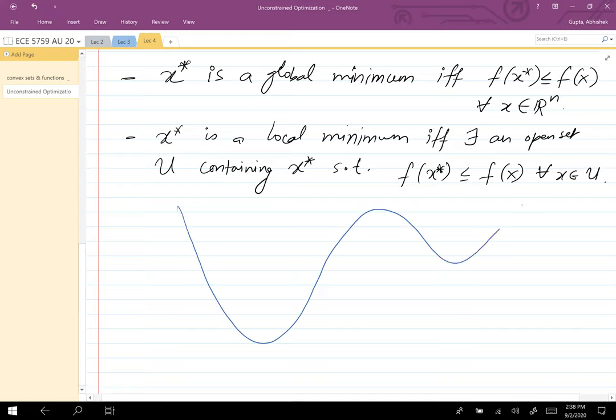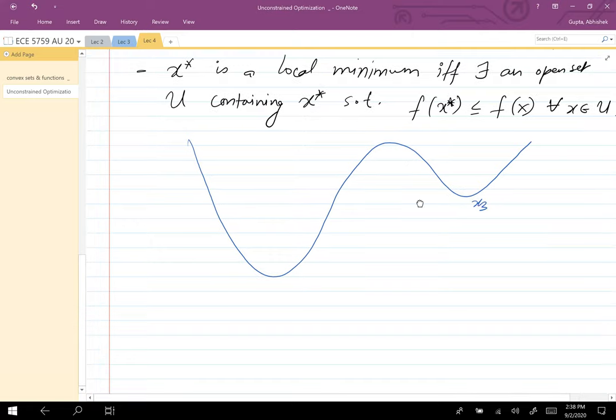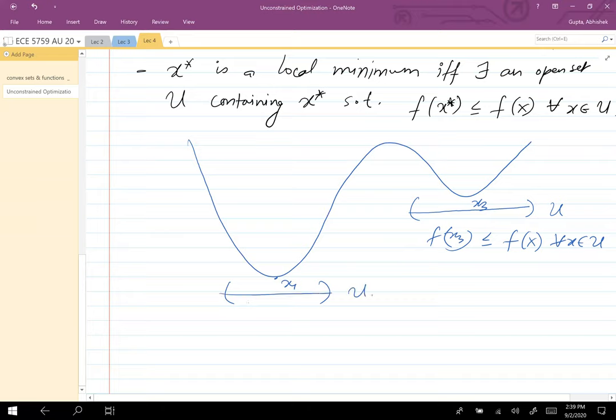So let's look at what this implies. This is a zoomed in version of that function f. The global minimum is easy to understand, but why is it a local minimum? This is my x star, or maybe X3, and I pick an open neighborhood U around X3. This open neighborhood U contains X3, and the function f at X3 is the minimum value over this entire set U. So f of X3 is less than or equal to f of x for all x in U. Of course, that is trivially satisfied even for this x1. I can pick any open set U, and f of x1 is less than or equal to f of x for all x in U.